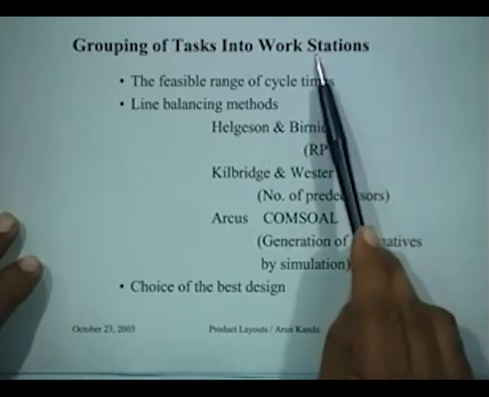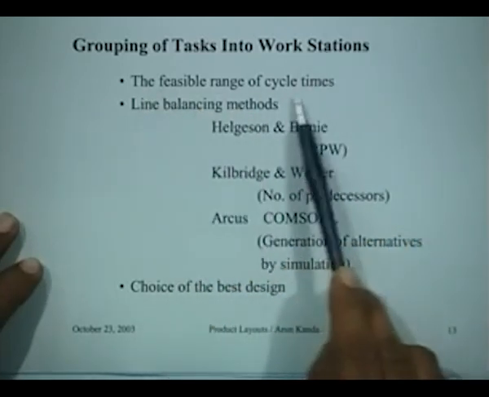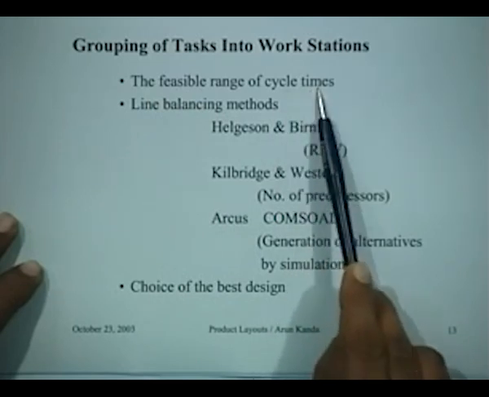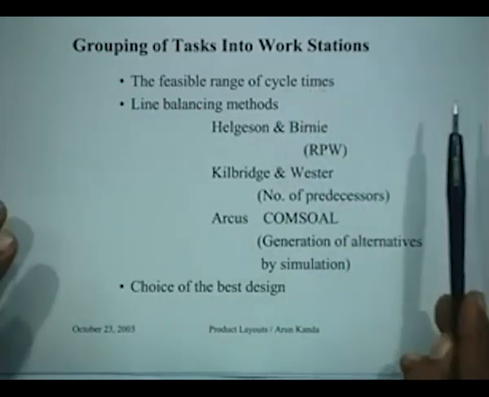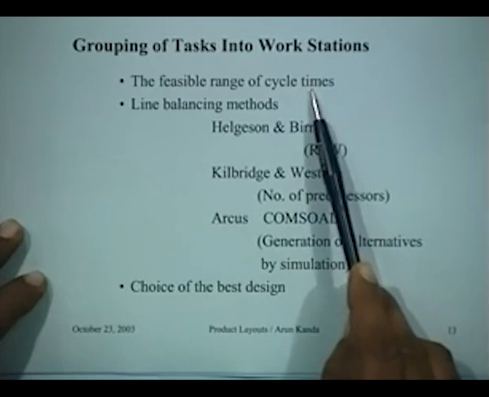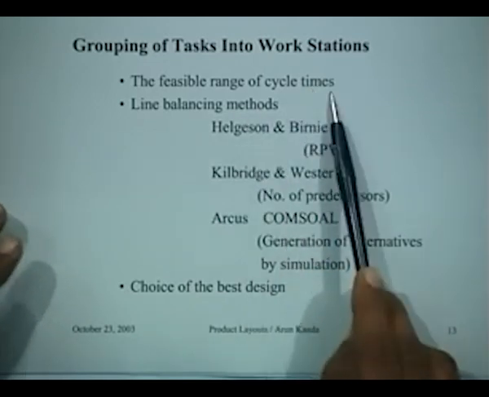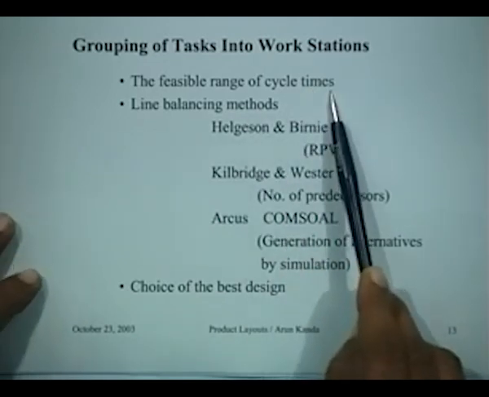Before we do this exercise, we have to know the feasible range of cycle times, and the feasible range of cycle times, we will see through an example, can be determined very easily as something which lies between the maximum time for an operation and the sum of the times for all the operations.